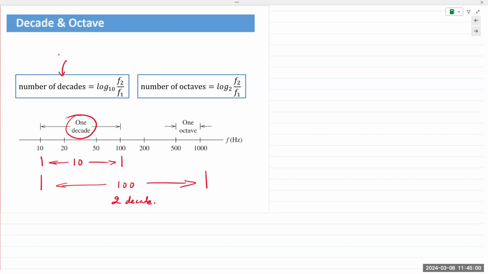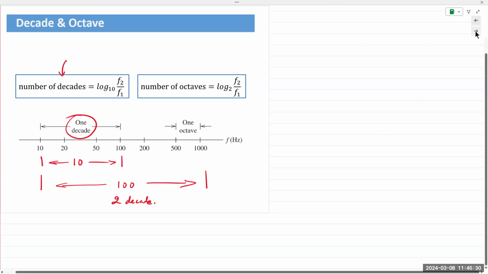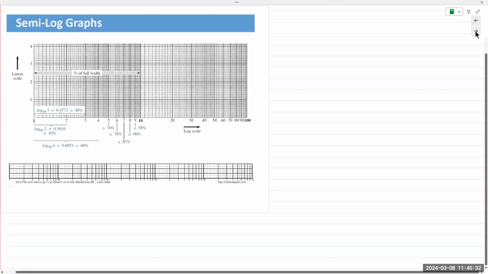Octaves, we are not studying anything to do with octaves, but I just thought since we're talking about decades, I'll talk about octaves also. It's simply the same thing, except the base of the log is now 2, not 10. Octaves are generally used when we talk about human singers, they say you can sing in like 7 octaves or 8 octaves. It's basically the ratio of 2 frequencies. You take the log of those frequencies to the base 2.